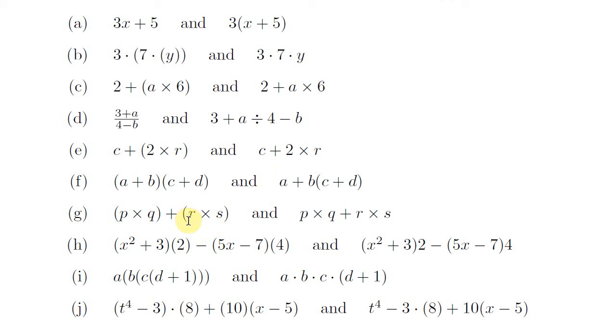In part G, we have P times Q in parentheses, so we do that first, and then R times S is in parentheses, we do that, and then we'd add the results, and here we do the same because these multiplications would come before this addition.